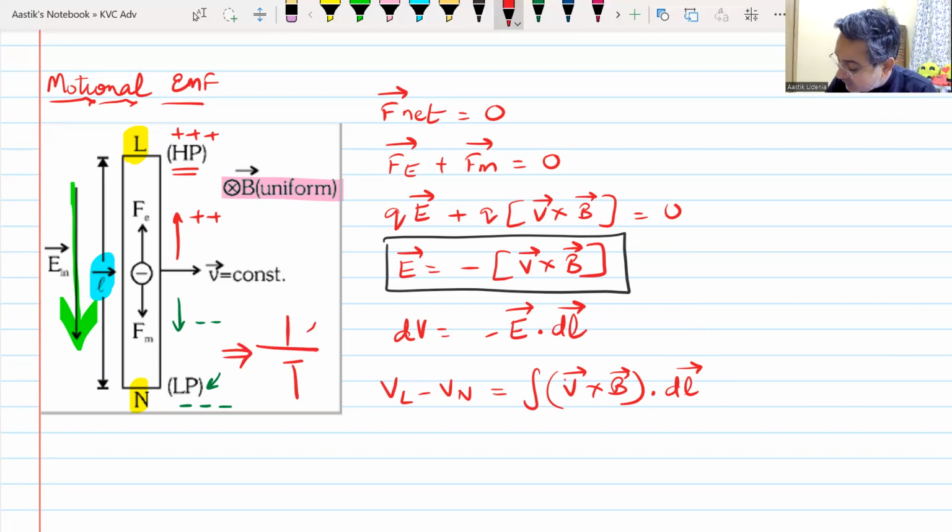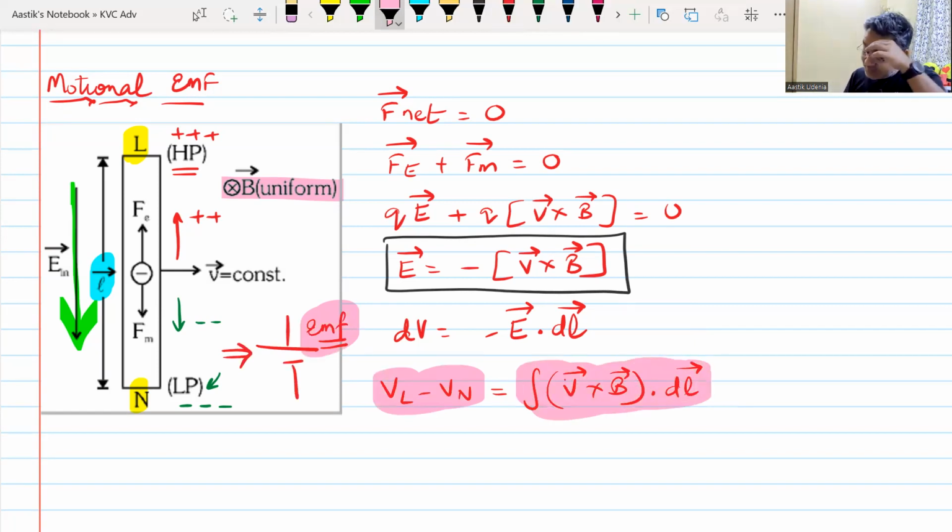Yes, sir. And this battery has an EMF. And how much is the EMF of this battery? The EMF of this battery is equal to this one. Do we understand this? Yes, sir. This rod can now be replaced by a battery.